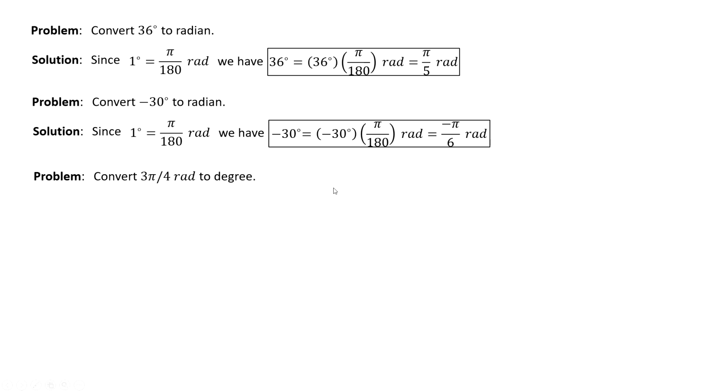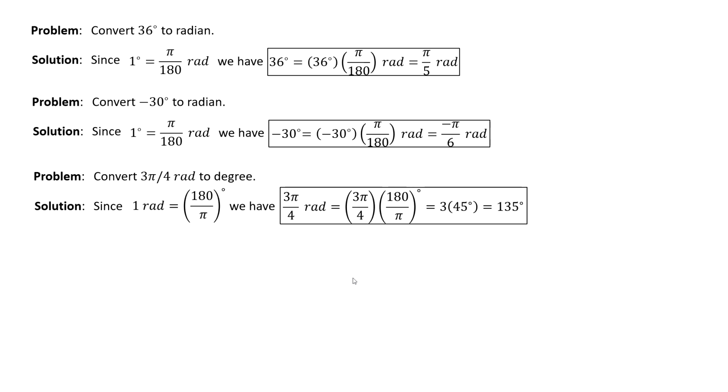Let's move on. Convert 3 pi over 4 radian to degrees. Okay. Similar idea. 1 radian is 180 over pi degrees. So 3 pi over 4 radian would be 3 pi over 4 times 180 degrees over pi. And so now pi and pi cancel. 4 goes into 180 45 times. 4 4s are 16, and you get a remainder of 2, 20, 4 goes 5 times. So 45, and 3 times 45 is 135 degrees. Cool.